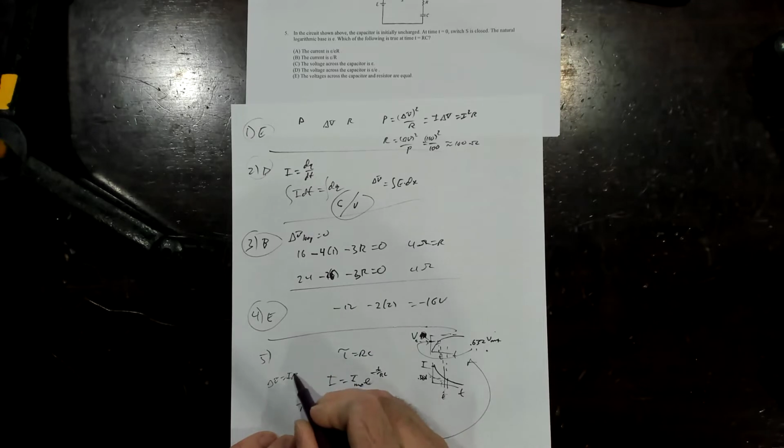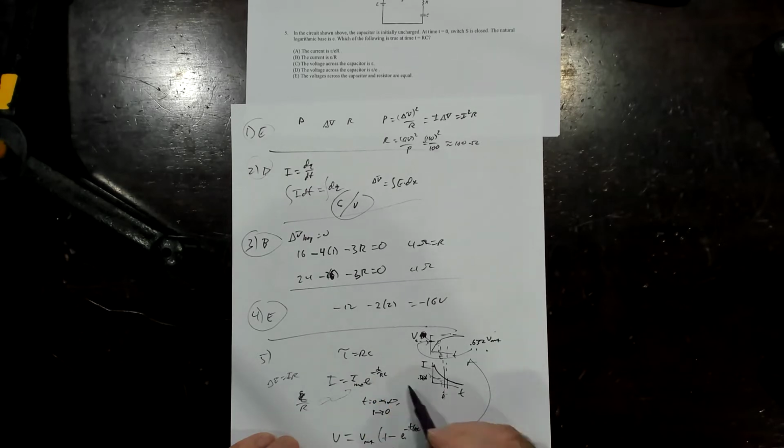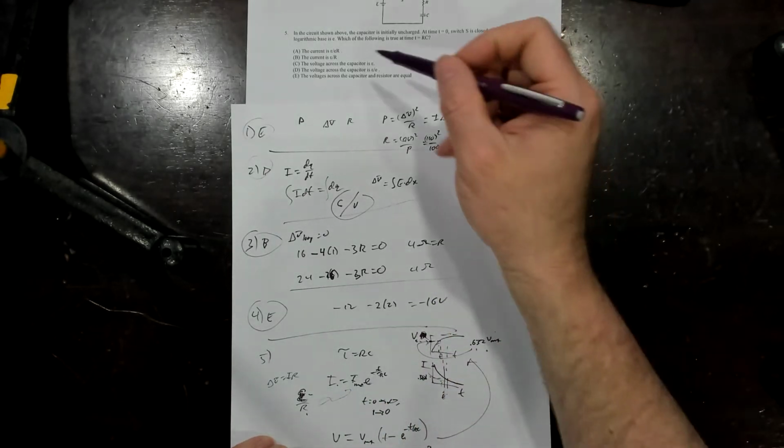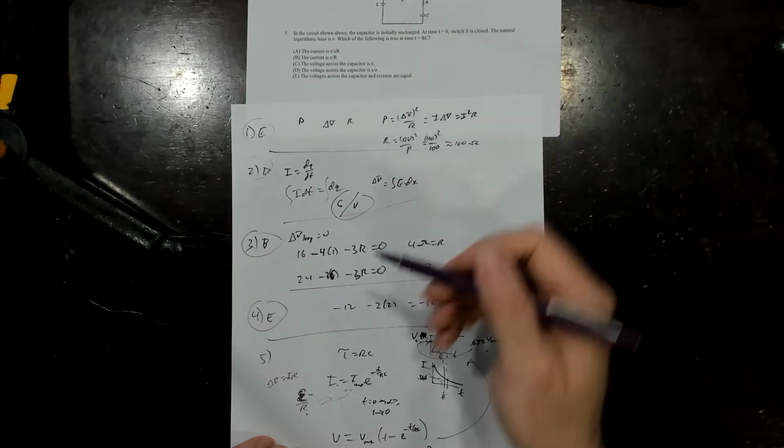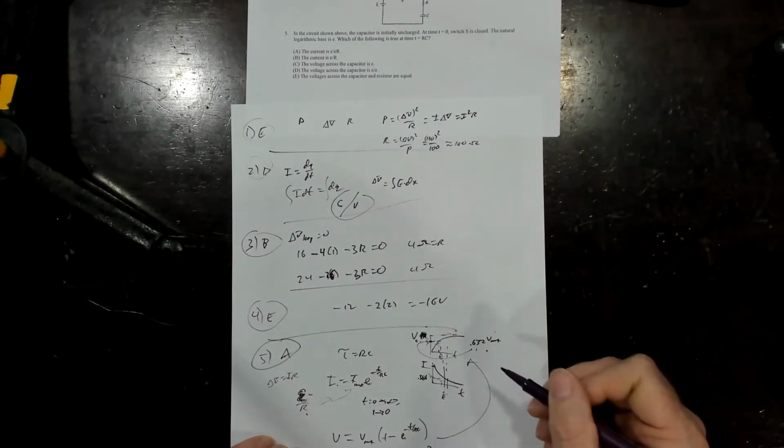The I then would be EMF, the voltage over R. So EMF over R is that max current. So when I'm at the time constant, again, that tau makes this just minus 1. E to the minus 1 is 1 over E. So I have 1 over E times EMF over R would be the current I would have at the time constant. And that is actually right away choice A. So A is actually the one I want.